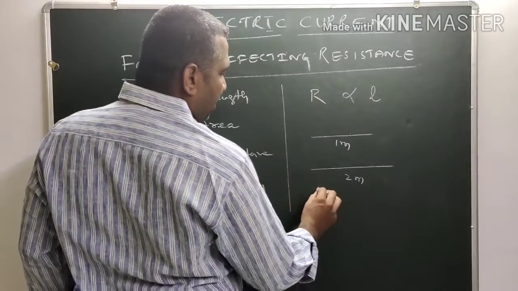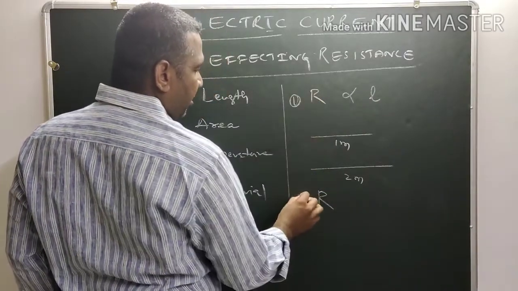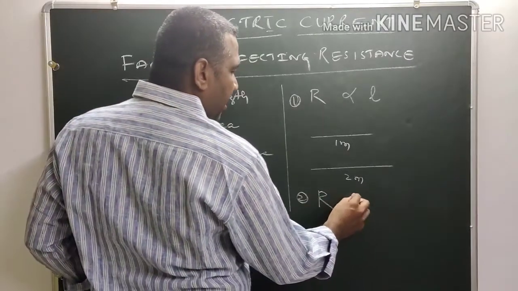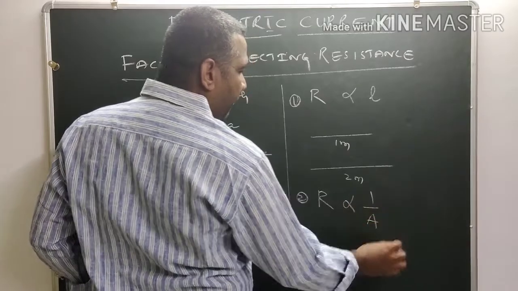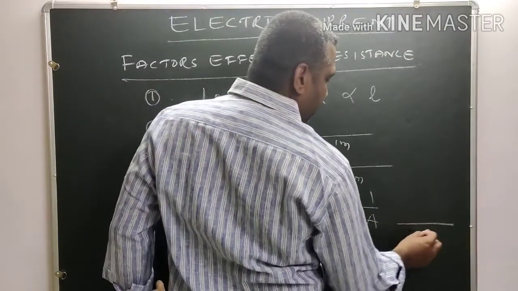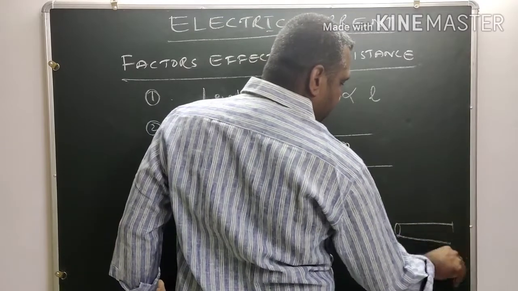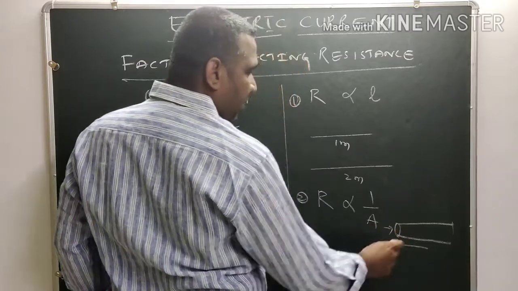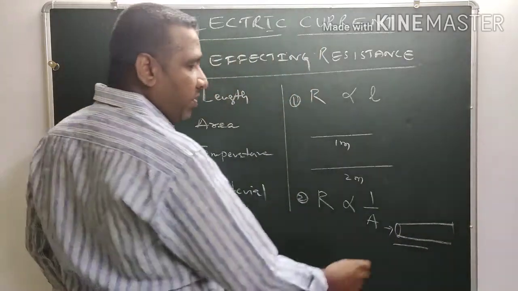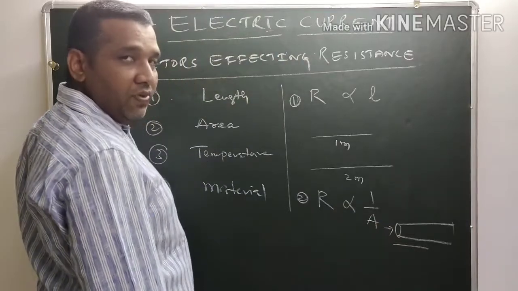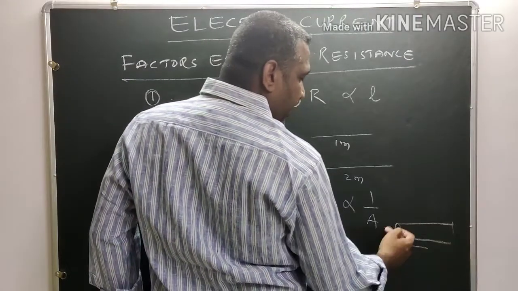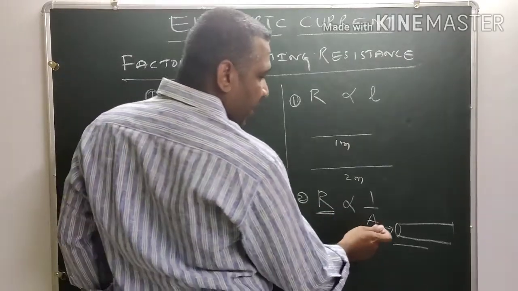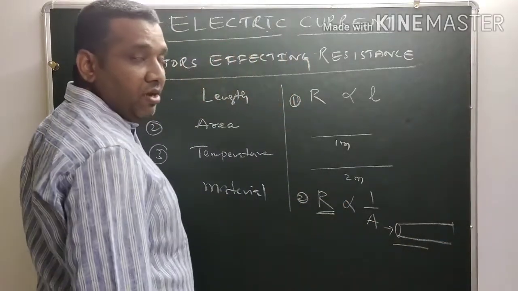And the second important factor on which the resistance value depends is that R is inversely proportional to the area of cross section. For example, you take a conductor. Based on the area of the conductor, the resistance value will depend. If the area of a conductor is increased, then the resistance value will decrease. If the area of a conductor decreases, then the resistance value will increase.